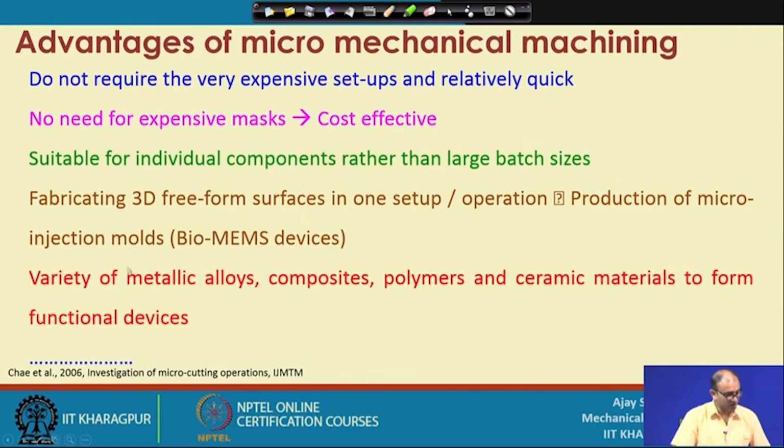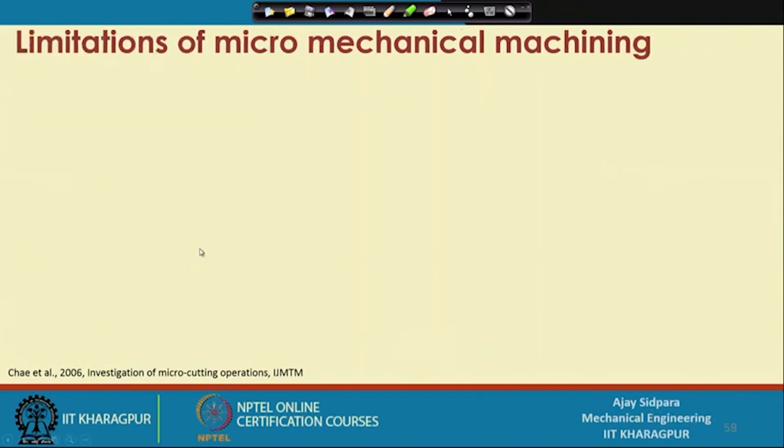And mostly you can do any type of machining of material, because the only thing is that you have a right tool for a right material. Metallic material, composite, polymer, ceramic material, anything can be machined by this particular micro machining process, because if our tool is harder than the workpiece, then there is no limit, only we have to look into the tool wear of the part. So, that is the advantages.